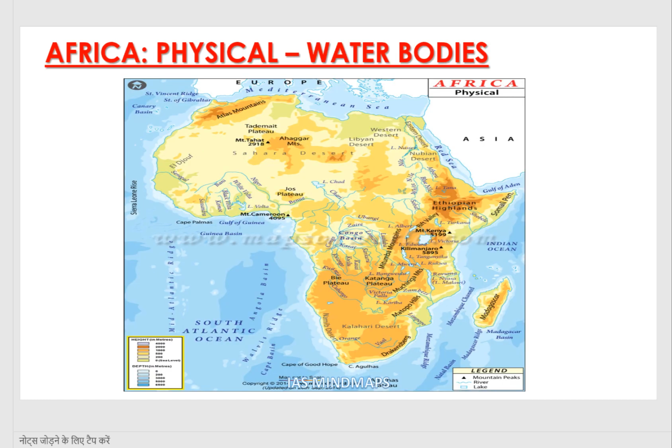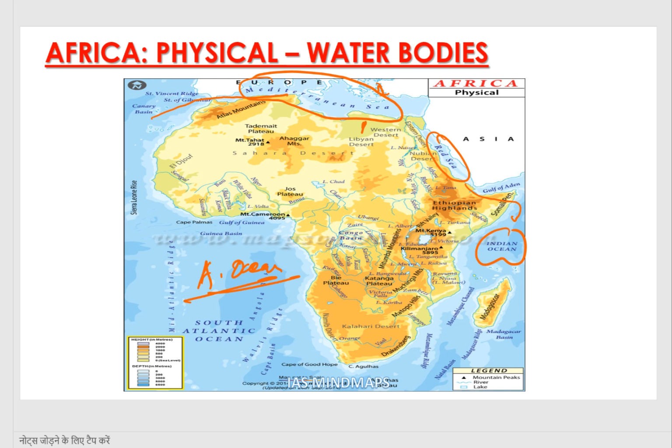Moving ahead, let's again see the water bodies surrounding Africa. As I told earlier, in the west is the water body of the Atlantic Ocean, and in the east is the water body of the Indian Ocean, and to the north is the water body termed the Mediterranean Sea. It's a part of the Atlantic Ocean sandwiched in between Europe and Africa. And there is also a water body between West Asia and Africa, that is the Red Sea. It's a part of the Indian Ocean.